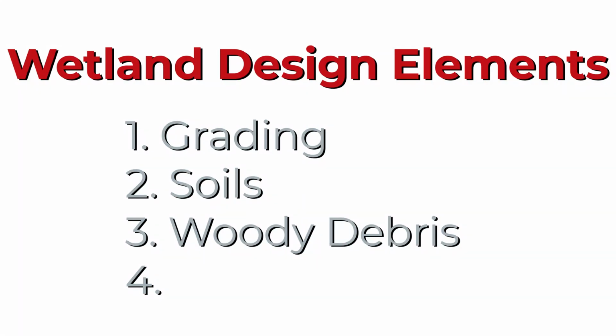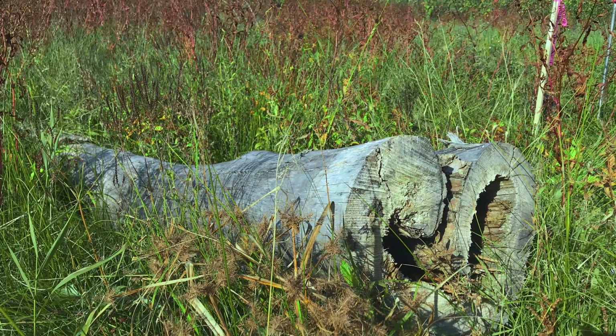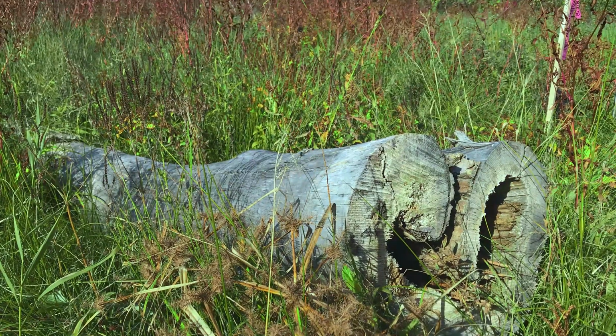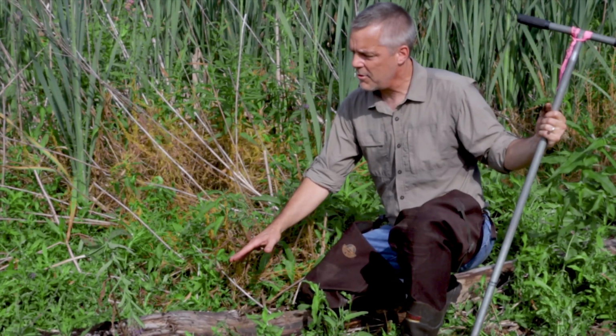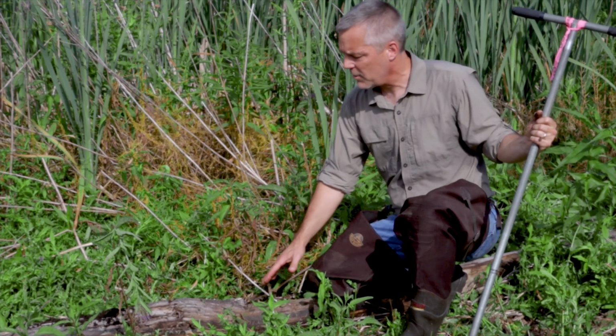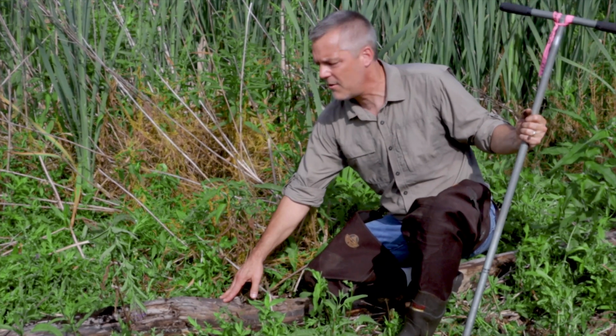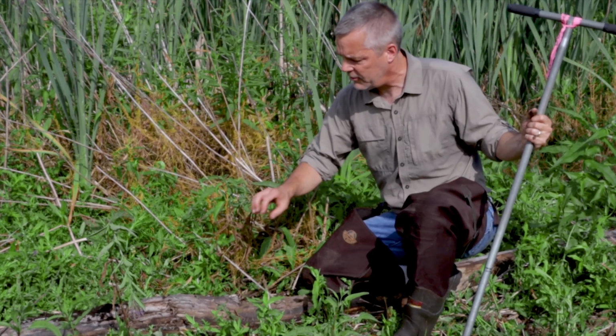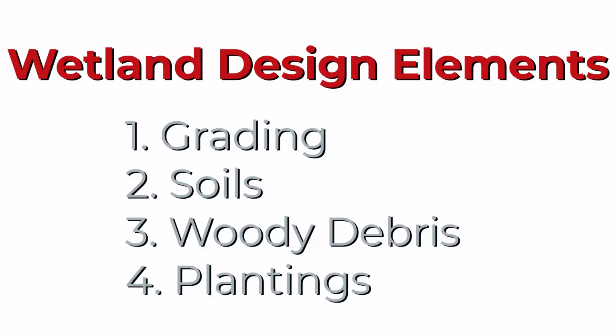The next step is the placement of woody debris like you see here. Sections of trees and also large branches are placed throughout the site, and what this does is it provides, again, some natural microtopography, but also a long-term source of organic matter that will slowly decompose as the insects get into it. So once that's done, the last step is plantings.